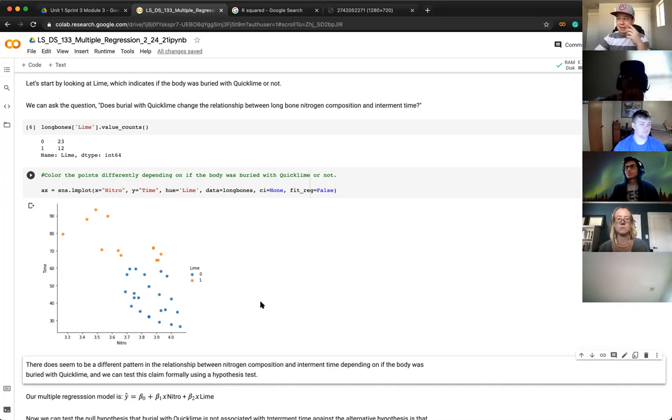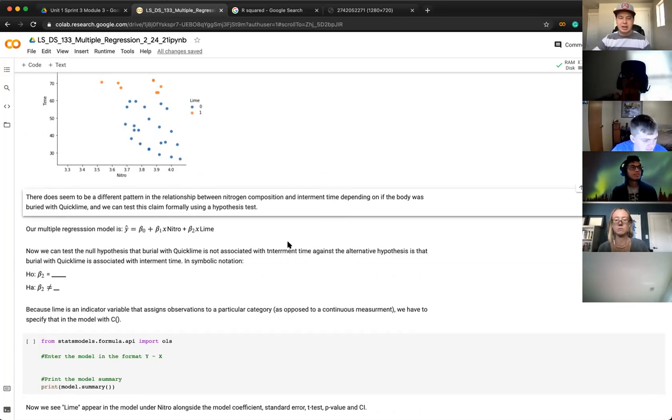So maybe this variable can tell us something about interment time. You can see automatically that it does, right? That if quicklime was present, it's older. If it wasn't present, it's younger, right? So maybe this can capture something about interment time that the nitrogen content alone can't already tell us. Right? So let's do it. Let's include this in our model.